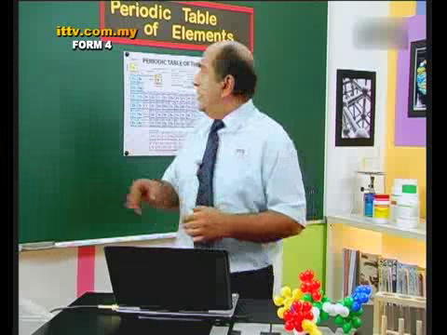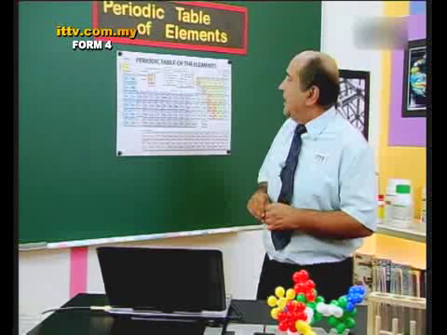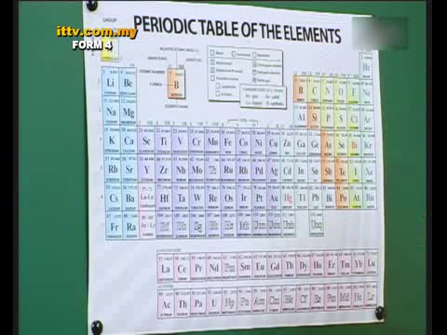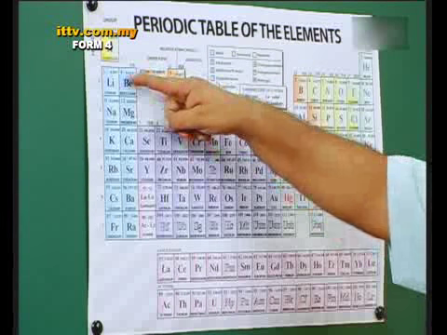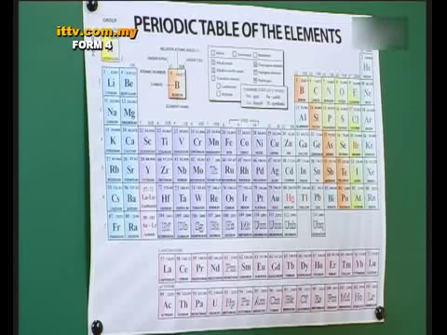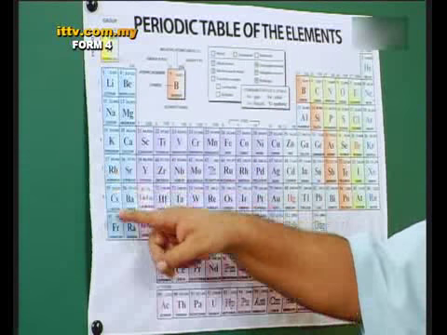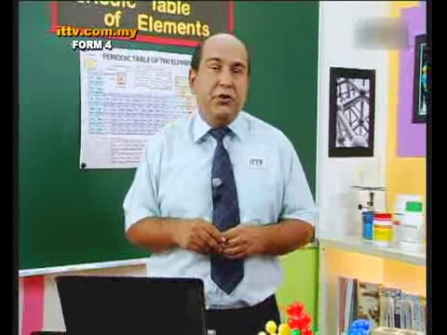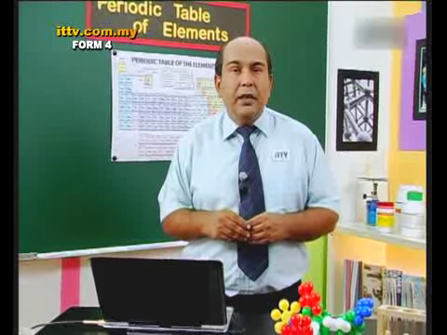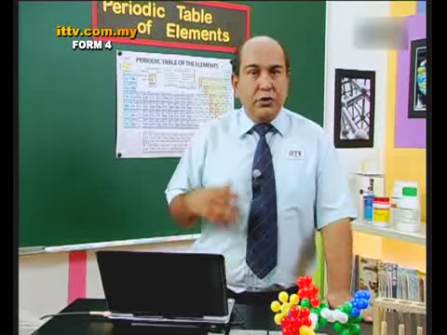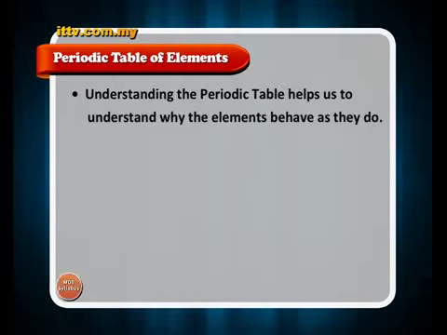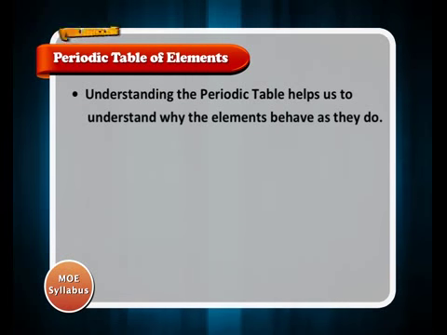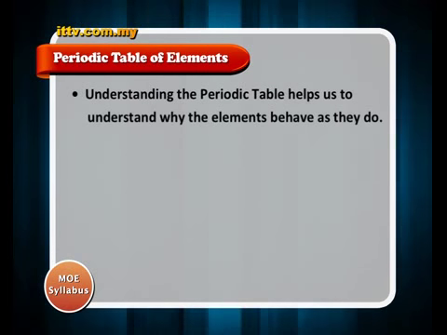And you will notice that the periodic table has a slightly odd shape. It sort of goes the first row with just 2 elements, as we said. Rows 2 and 3 have got 8 elements, and then 4, 5, 6, 7, the elements start to increase from 16 to 32 and then higher. Why is the table so designed? Understanding the periodic table helps us to understand why elements behave as they do.